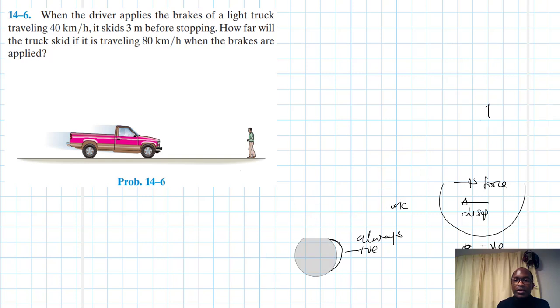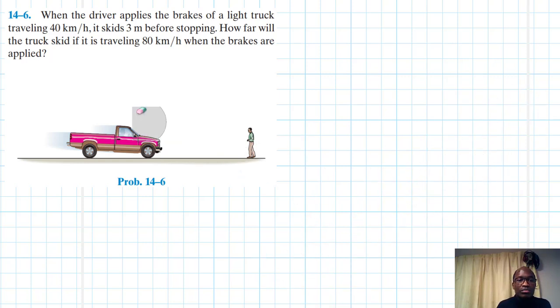So when the driver applies the brakes and the vehicle skids, this skidding is sliding. It's the same as sliding. So it means there's going to be friction on the ground. Friction has to be there for the vehicle to skid. If there is no friction, then we don't expect the vehicle to stop. So friction will allow this vehicle to stop at a certain point.